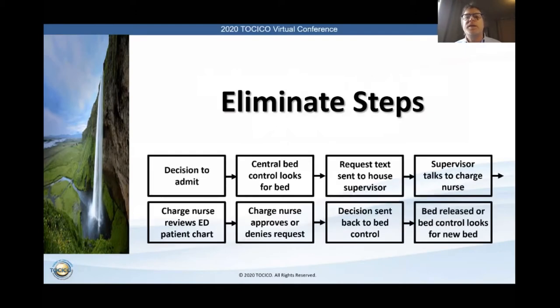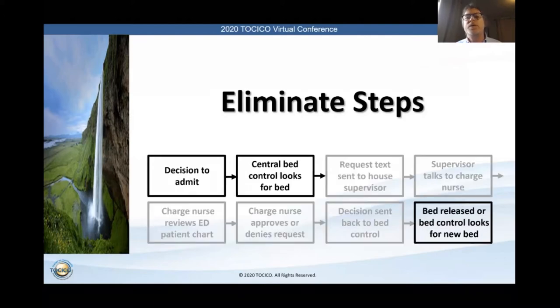This outlines the steps in ROC from the time a decision is made to admit a patient in the ED to the time an inpatient bed is assigned to that patient. It starts with the emergency physician writing the admit order. Central bed control looks for an available inpatient bed and then texts that request to the house supervisor. The house supervisor talks to the charge nurse in the inpatient unit where an empty bed has been identified. The inpatient charge nurse reviews the ED patient chart and then approves or denies the request. That decision is sent back to bed control, and the bed is either released to the emergency patient or bed control looks for a new bed in another unit.